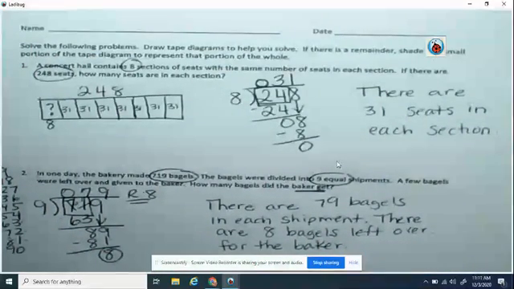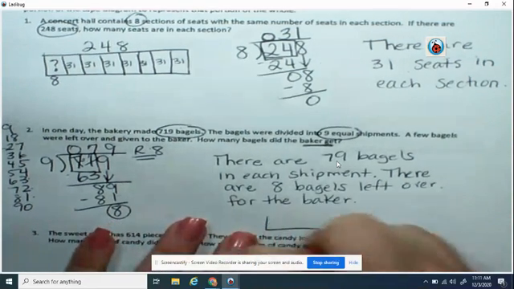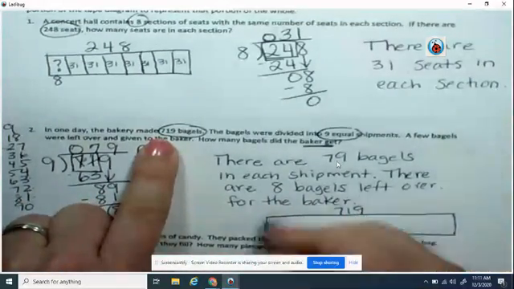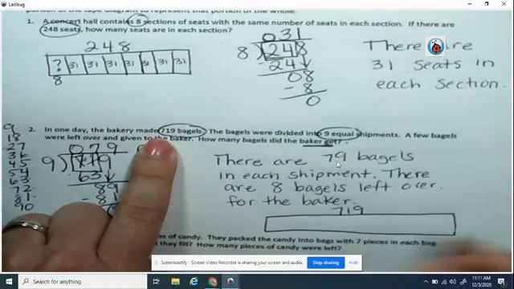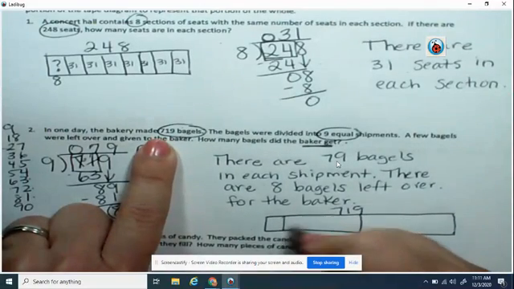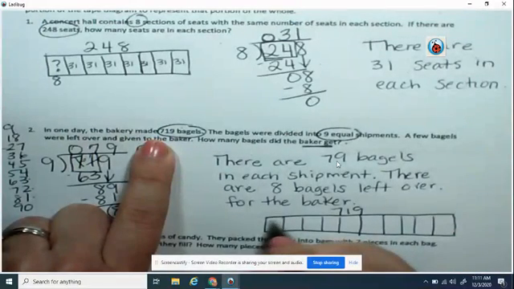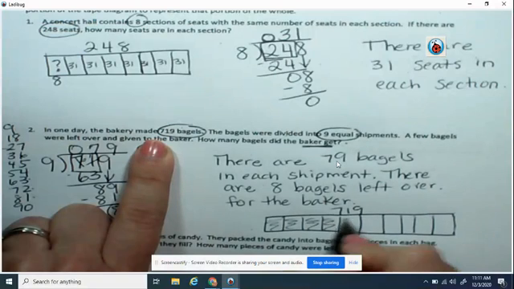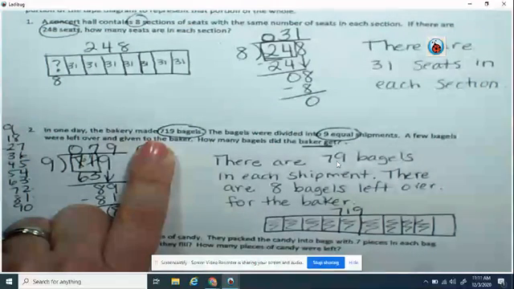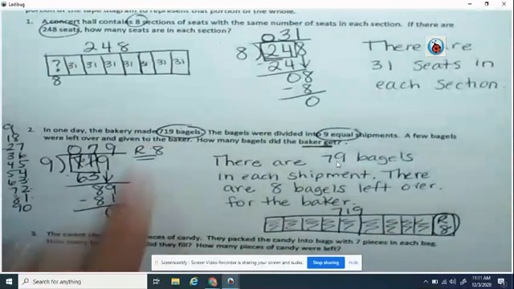Okay, so then I just realized if I'm doing a PEA, the one thing I forgot is my picture. All right, so let's draw our picture. We know that we have a total of 719 bagels. We know we need 9 equal shipments, but really we need 10 because we know there's going to be some left over. So I'm going to make groups of 5. 1, 2, 3, 4. 1, 2, 3, 4. Okay, so in each of these 9 shipments, okay, there are 79 bagels, and then we have a remainder down here of 8, a remainder of 8 bagels left.